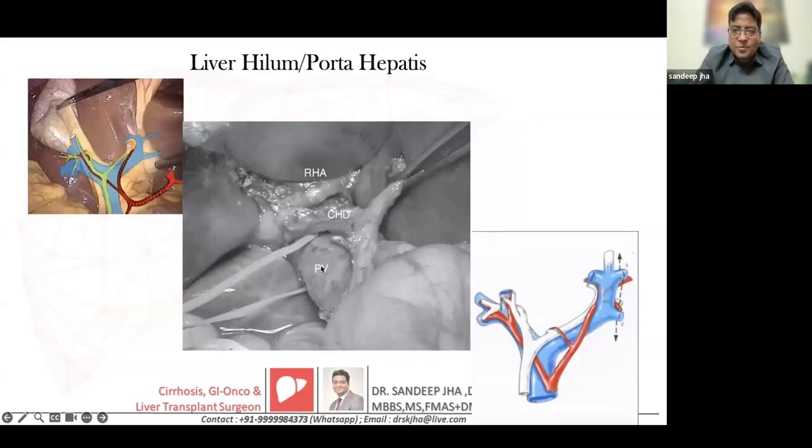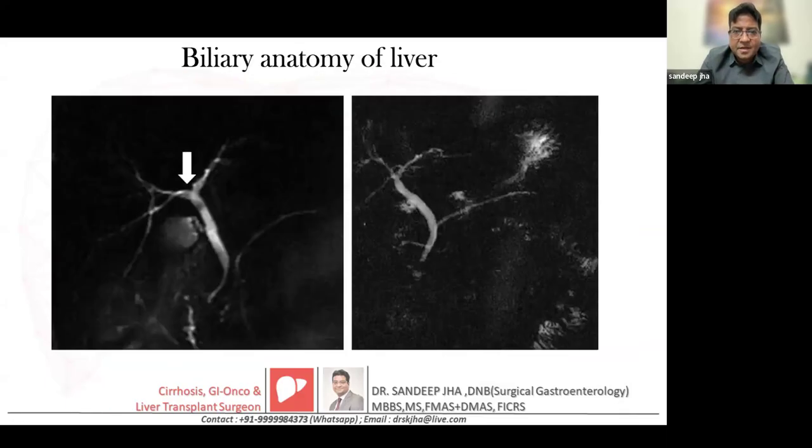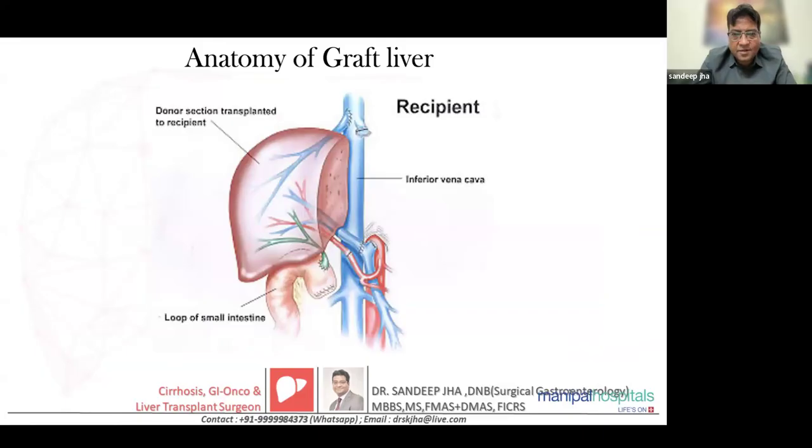So these are a few intraoperative pictures of how we loop the portal vein, the right hepatic artery, and the common hepatic duct, and how we divide these structures during the surgery. And there's a lot of anatomical variation in the arterial supply and the biliary anatomy. This is the MRCP that we do to see the biliary anatomy, and on the basis of which we decide if the donor is fit or not.